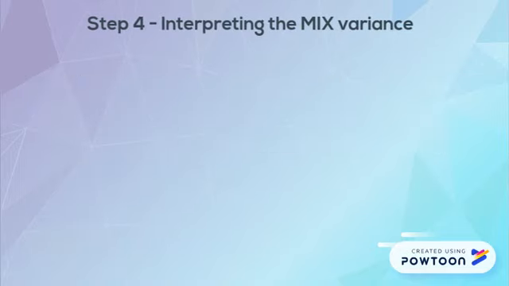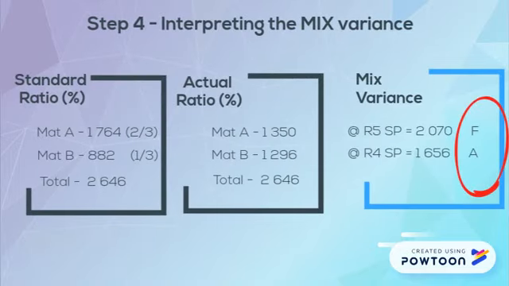The next step will be deciding the direction of the variances. If we look at material A, our actual usage was 1,350, where with the standard ratio we should have used 1,760. This is therefore a favorable variance as we use less. And for material B, it's the exact same thing, but we used more than we should have used.